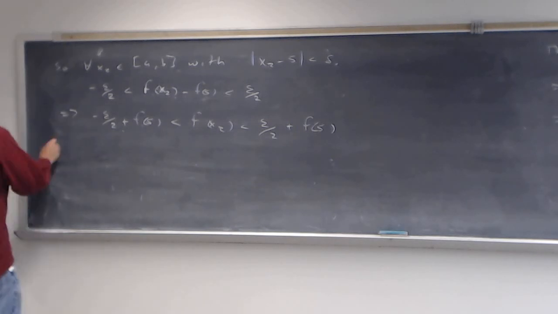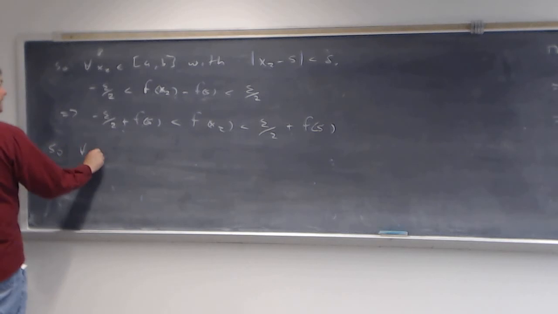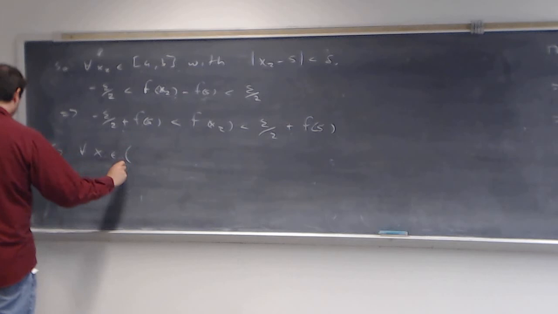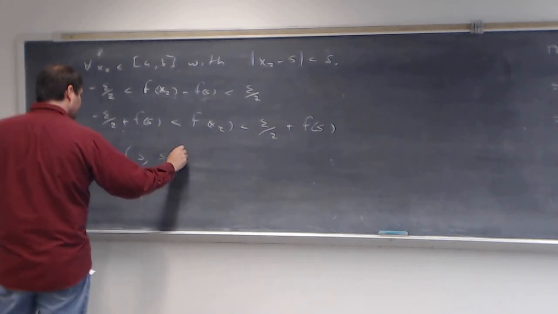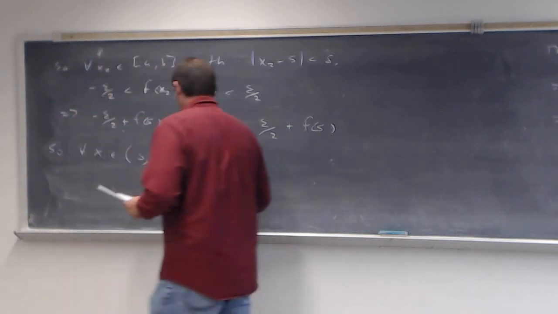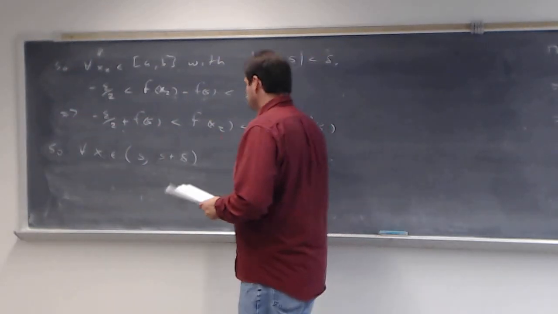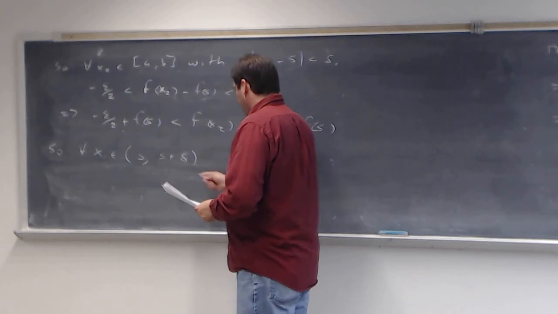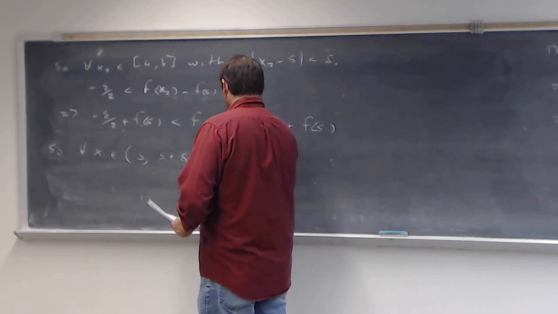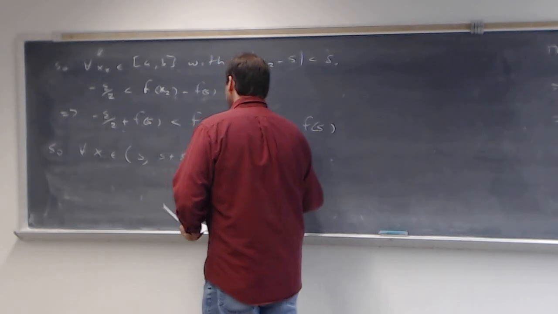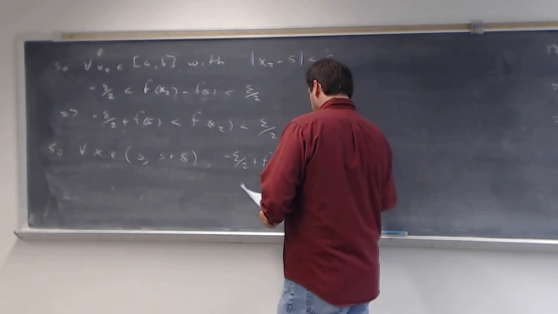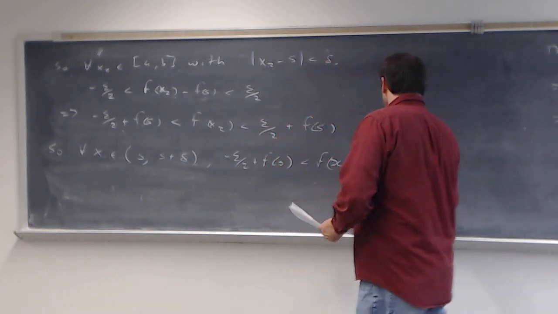So, for all x element of [s, s plus delta], this is still in [a, b] because of our choice of delta. And what we have is minus epsilon over 2 plus f of s is less than f of x, which will be less than epsilon over 2 plus f of s.